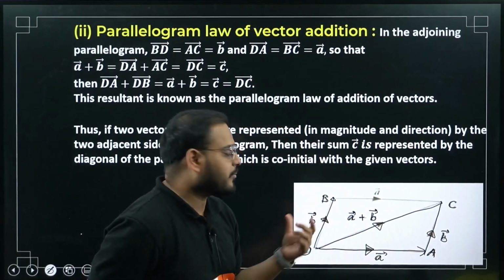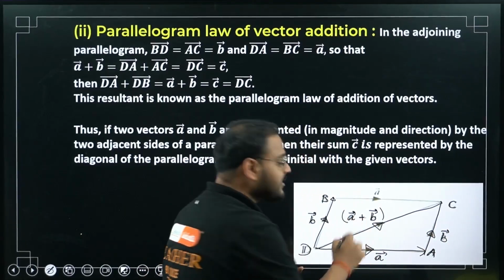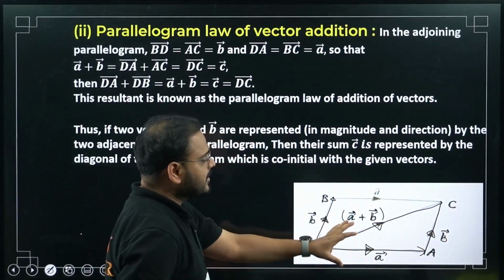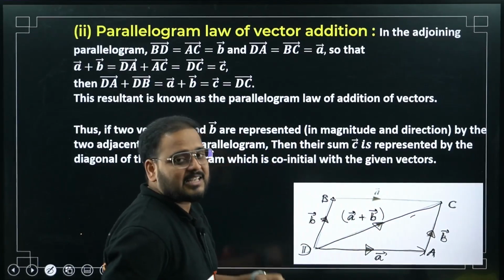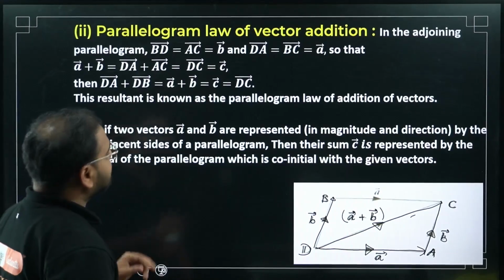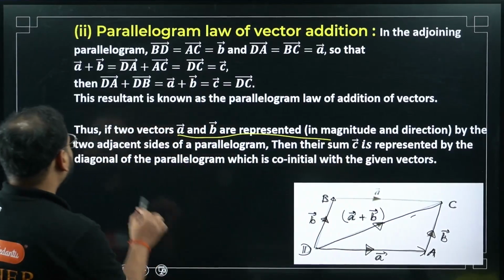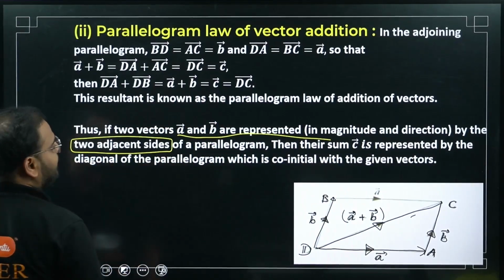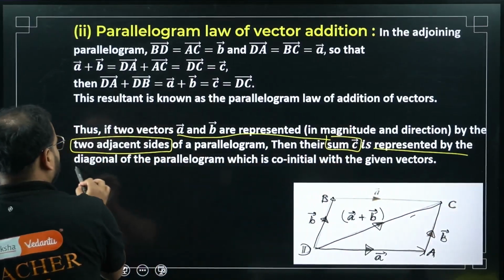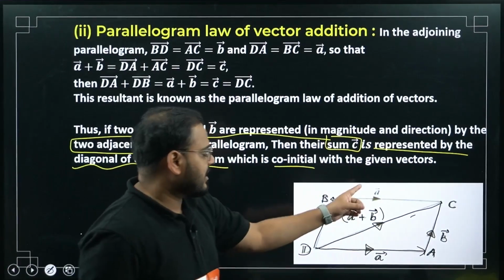So first I gave you the statement. Now I'm trying to prove the statement. So vector A plus vector B will give me this thing, which is nothing but the resultant. Now the conclusion that we are getting over here is that this diagonal is giving us the resultant, and that's what the statement says. What's the statement? If you want, I can write it here. Yeah, it's given here. If two vectors A and B are represented in magnitude and direction by two adjacent sides of a parallelogram, then the sum C is represented by what? Please check. The diagonal of the parallelogram, which is co-initial with the given vector.